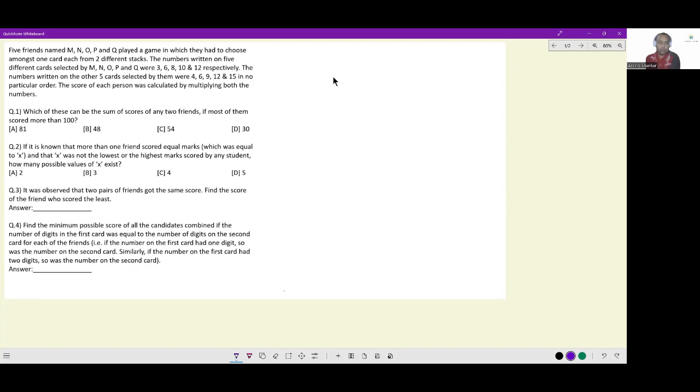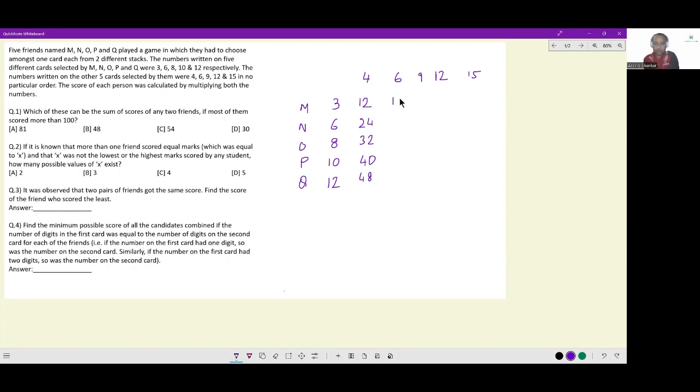So, a comprehensive list of the values being obtained will be given in the following manner. We have 3, 6, 8, 10, 12. These are M, N, O, P, Q. And then the potential values that they can get will be coming from 4, 6, 9, 12, and 15. So from 4 we get 12, 24, 32, 40, and 48.